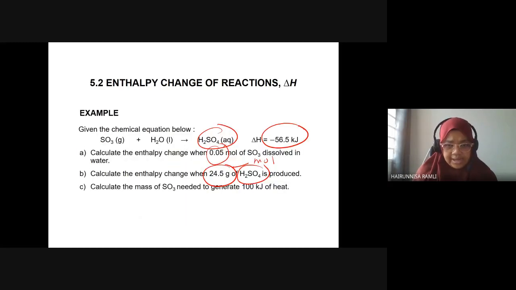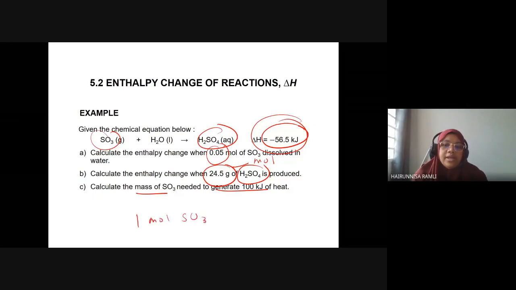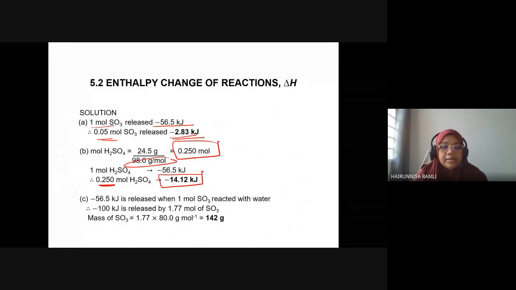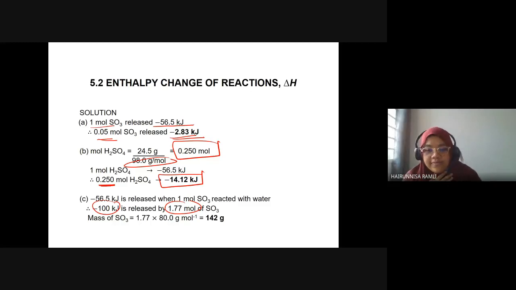So what is the value? Okay, and then last, the mass of SO3 needed to generate 100 kilojoule. Now, 1 mole of SO3 has a value of negative 56.5. If you have 100 kilojoule, how many moles is it here? Negative, generate. This still does not change exo or endo, so we do not reverse the equation. But how many moles here? Again, you can calculate. So for 100 kilojoule, you will get 1.77 mole. But it wants mass, right? So you have to multiply with the molar mass, you will get the mass.